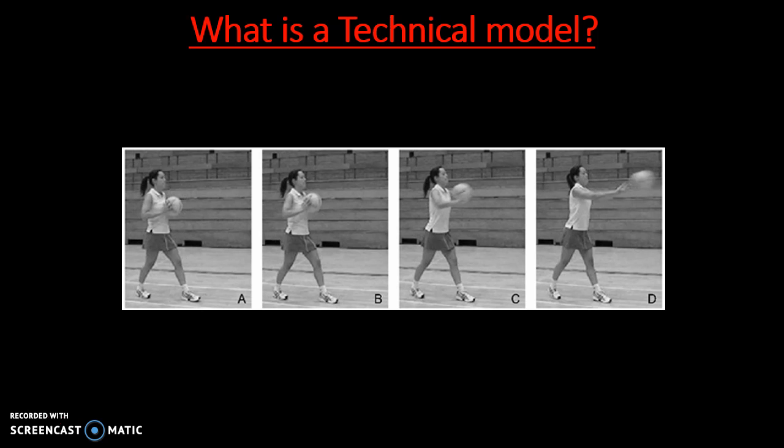So finally, in a technical model, there are 3 stages of performance: the preparation, the execution, and the recovery. For each of these stages, the coach will have coaching points to give in order for the performance of the skill to be of a high standard.